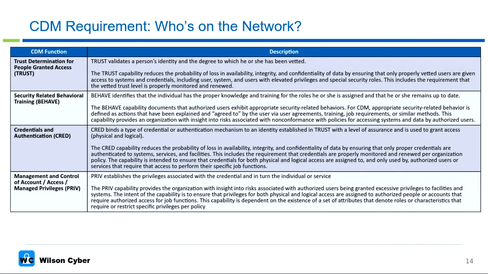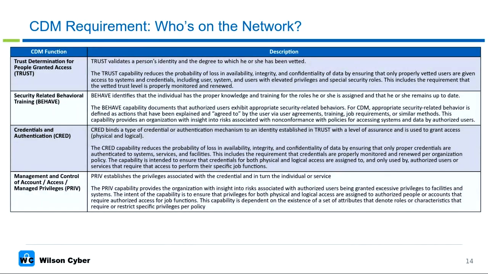The credential and authentication capability reduces the probability of loss of availability, integrity, and confidentiality of data by ensuring that only proper credentials are authenticated to system services and facilities. This includes the requirement that credentials are properly monitored and renewed per organization policy. The capability is intended to ensure that credentials for both physical and logical access are assigned to and only used by authorized users of service that require access to perform the specific job functions.